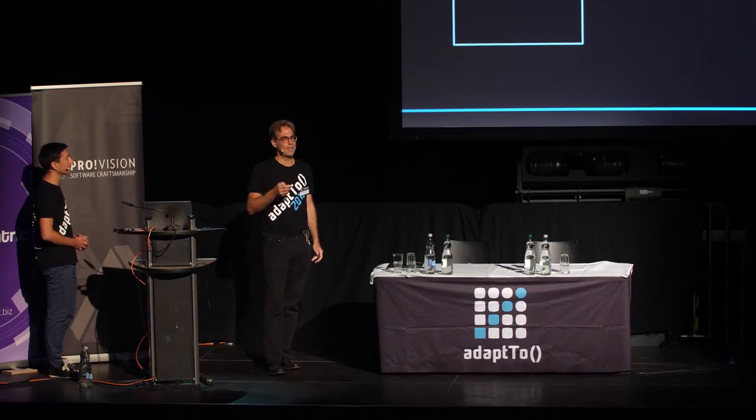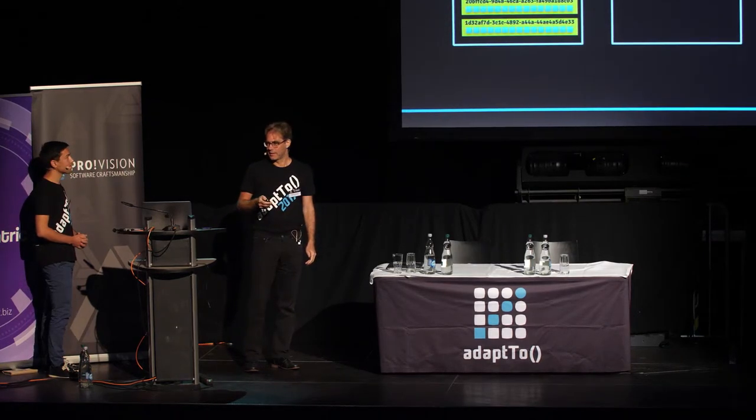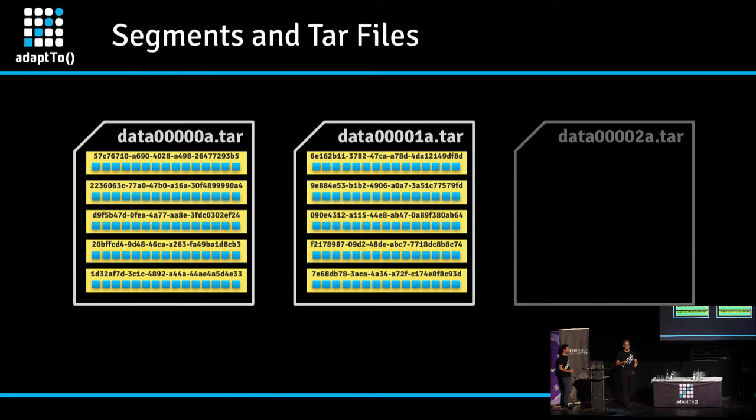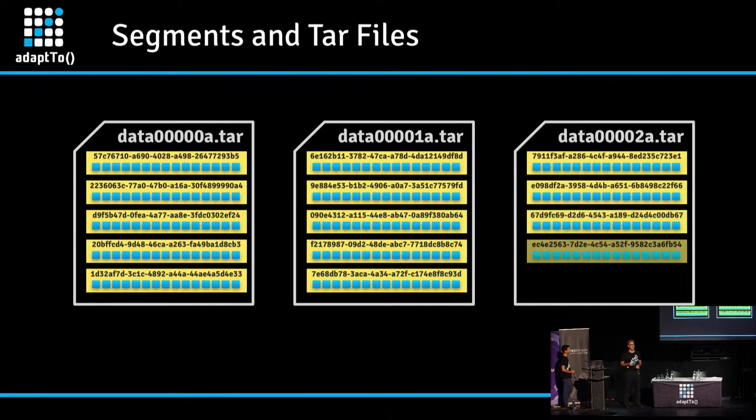So the segments themselves are collected inside the tar files, appended to the latest tar file as they come along, with new tar files being created on the fly once the previous one is full, which is at 256 megabyte by default. Now the tar files are mapped into memory on your box, so they consume virtual memory and they need to be loaded into physical memory at some point where you actually access them.